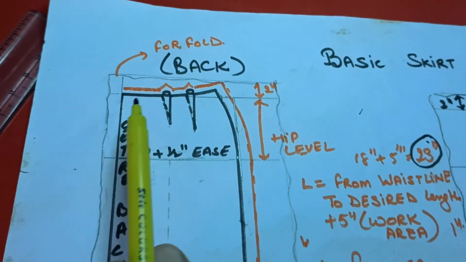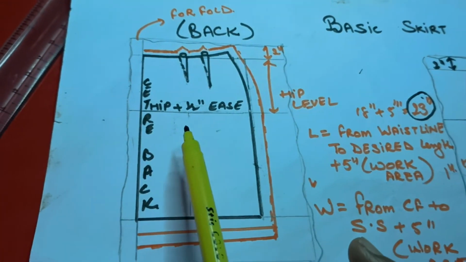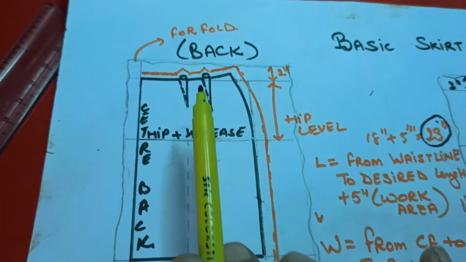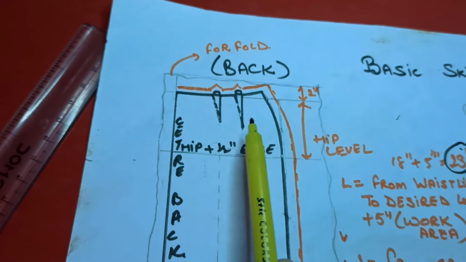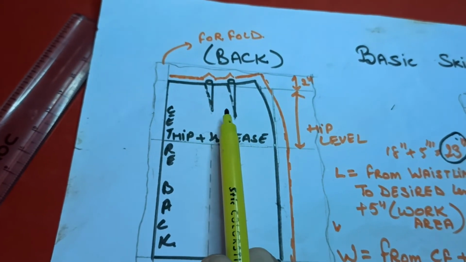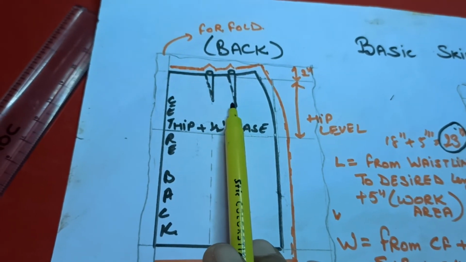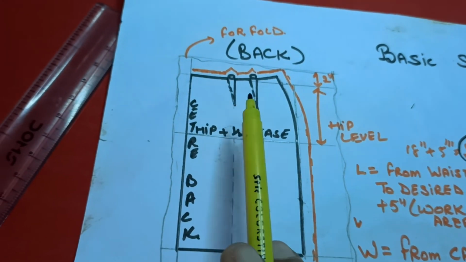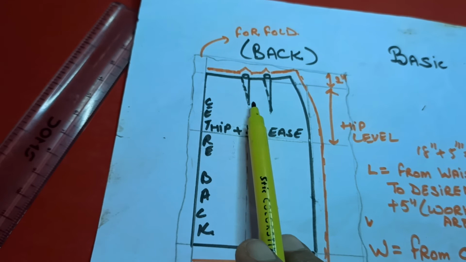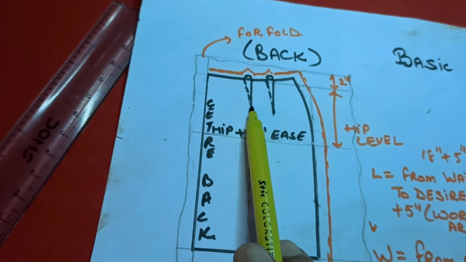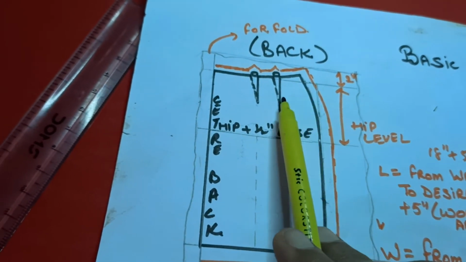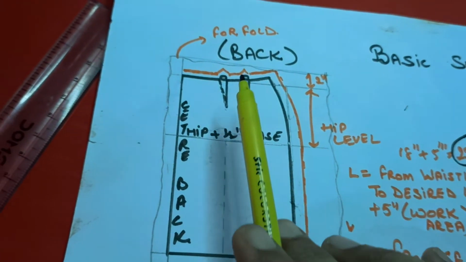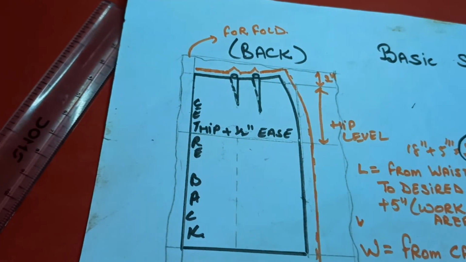So here again for the back will follow the same procedure. The only difference is that कि back में we are putting in 2 darts because of the more fullness at the back hip. So first dart will be at the princess line, वो थोड़ा छोटा dart होगा, और दूसरा dart will be between the princess line and the side seam and that will be slightly longer, say by half inch. So this is the only difference between front and back.